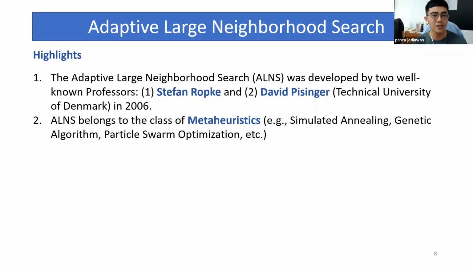The adaptive large neighborhood search was first developed to deal with VRP variants. And we know that VRP is a very difficult problem to solve. So ALNS cannot make sure that you can obtain the optimal solutions, but if it is well designed, then you can obtain high quality solutions. Therefore, ALNS belongs to the class of metaheuristics. Maybe you have heard of some classical metaheuristics like simulated annealing, genetic algorithm, particle swarm optimization, etc. ALNS belongs to the same class as them.